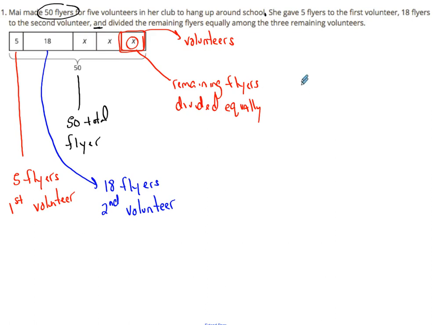Okay. The second part, after we label all this, is we want to solve for any unknown quantities. What's the unknown here? The X. And what does the X represent? The X represents the flyers that went to the last 3 volunteers. All right, so that's what we need.